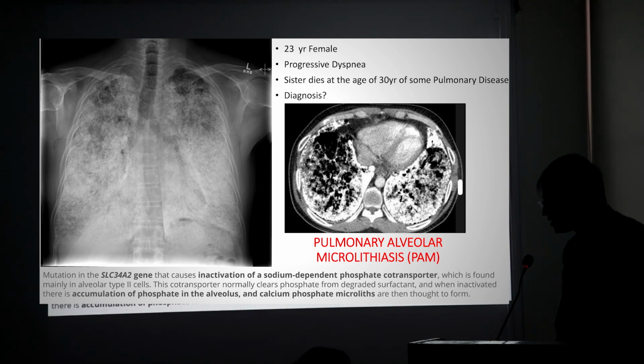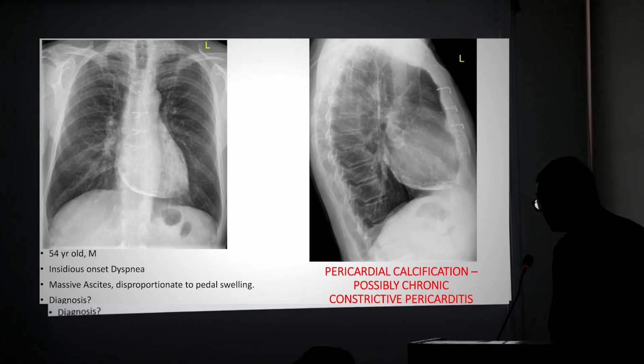So what happened is there is a problem in the surfactant. There is a gene mutation of SLC34A2. So what happens is there is accumulation of phosphate inside the alveolus, and when calcium gets deposited, this gets accumulated in alveoli. These patients generally die early, there is no treatment for this.